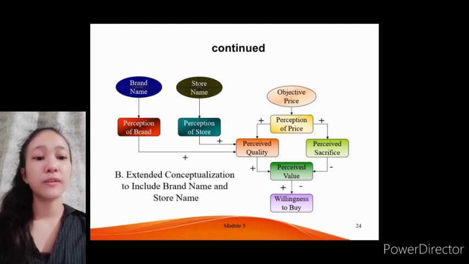If it is expensive, the perceived quality of the consumer will be high.